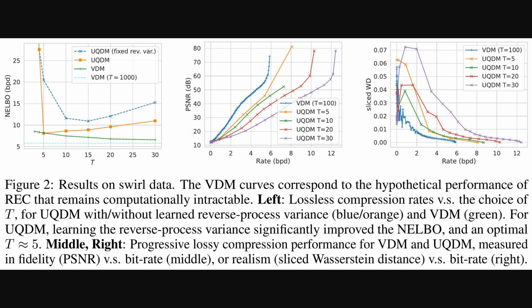Okay, moving on to figure 2. This shows results on some toy swirl data. The left plot demonstrates that learning the reverse variance, shown in orange, is really key for UQDM's performance, achieving the best results around just t equals 5 steps. The middle and right plots then show progressive compression, comparing UQDM's PSNR and realism against bitrate for different t-values, showing it performs quite well even with few steps.